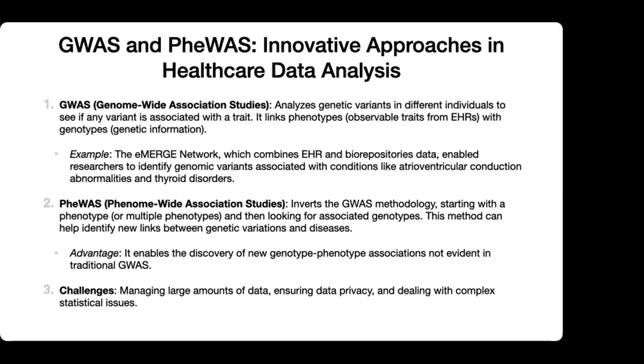So those are examples of diseases or abnormalities that you can easily identify using the electronic medical records and genomic network. So this is also true with the phenome-wide association studies. The PWAS, or the phenome-wide association study, inverts the GWAS methodology, starting with the phenotype and then looking for associated genotype. So this is the reverse of the GWAS.